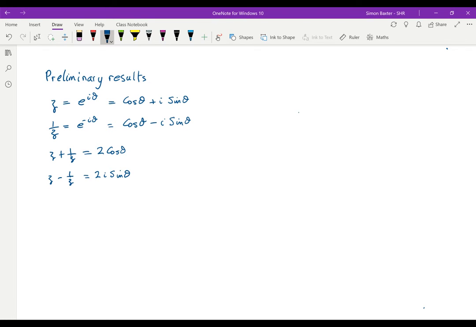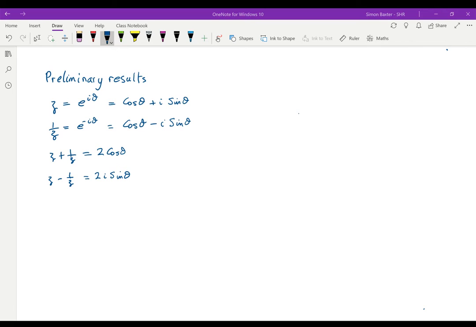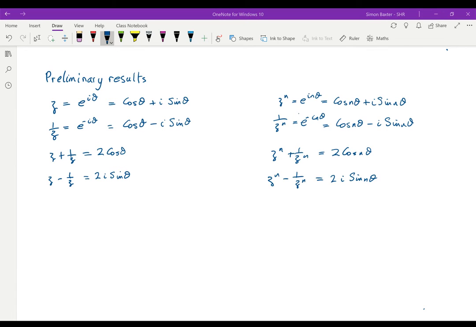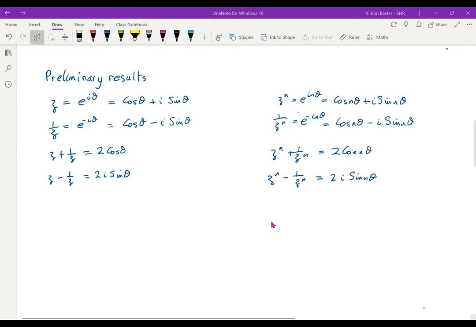These results also work if we're dealing with z to the n. And this gives us the same equations, but with an n in. z to the n plus 1 over z to the n is 2 cos n theta, and z to the n minus 1 over z to the n is 2i sine n theta. We will need to be able to think either there or there. The left-hand one, of course, is just a special case of the right-hand one.